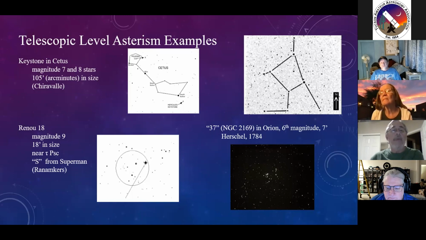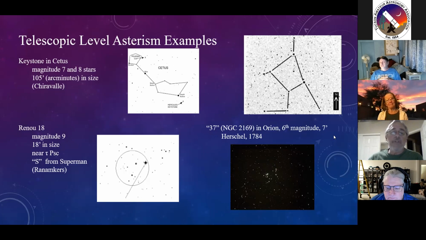Magnitude 9, 18 arc minutes in size, and it's near Tau Pisces. Supposedly the asterism is meant to show an S shape similar to Superman. If I understand it correctly, you have this bright star, which is Tau Pisces, and as I understand it, the S runs something like this. But there's no definitive indication to tell me that one way or the other. I could have it upside down for all I know.